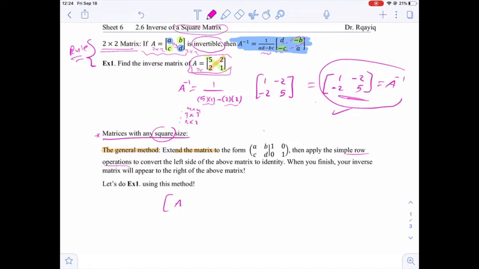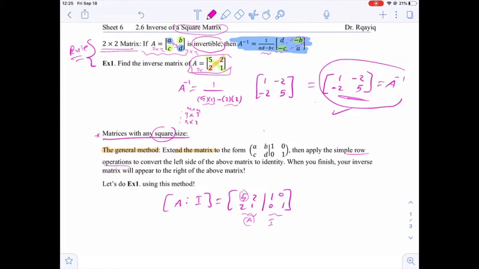So the matrix A and its identity can be written this way. The matrix A is 5 2 2 1, and then we put the identity, which is 1 0 0 1. Since this is A and this is the identity, we need to convert A into the identity. Now, how to do that? We can apply different methods to make the first element 1. So we want to change the first element into a pivot that's equal to 1. Now, how to do that?